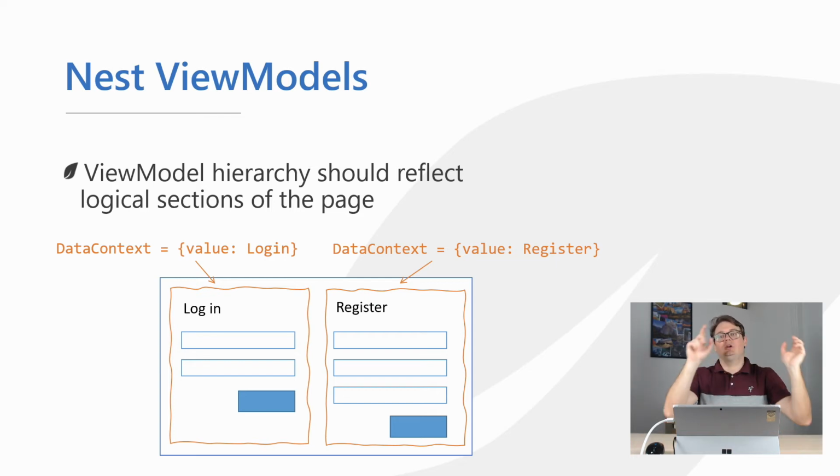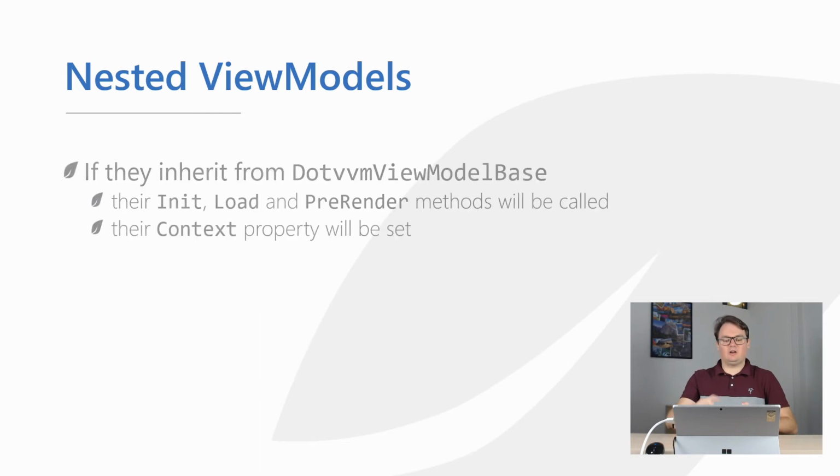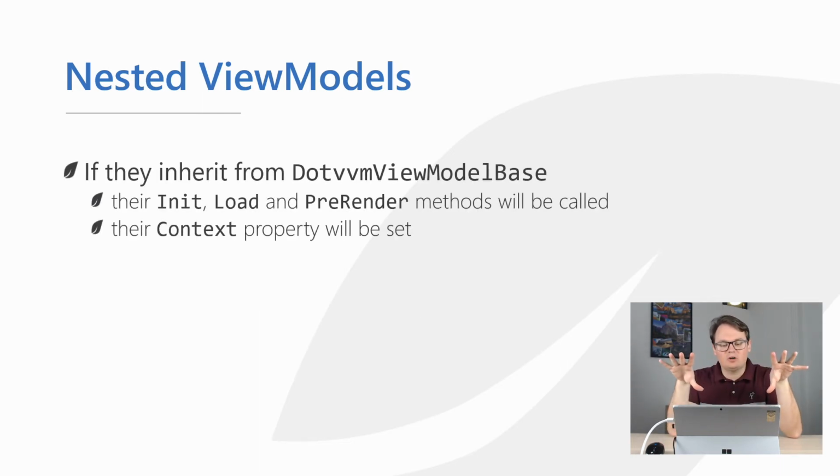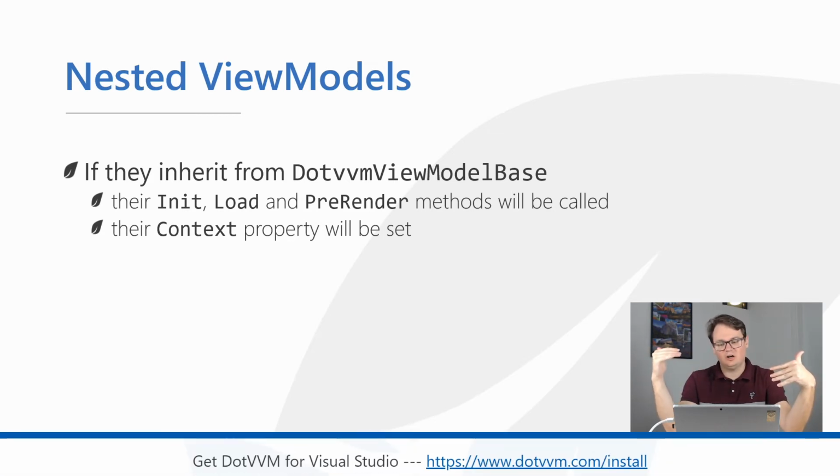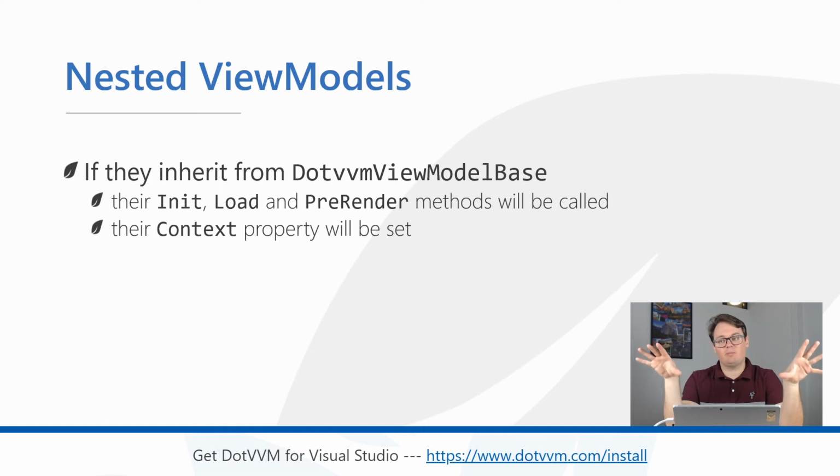And the page view model will be really simple because it will just have two properties, the login view model and register view model. DotVVM supports this scenario, and if these child view models inherit from DotVVM view model base, they will also have the init, load, and pre-render methods, so you can override the pre-render method in the login and in the register, and they will be totally independent. DotVVM will call them both, but they don't need to know about each other. They are completely separate.